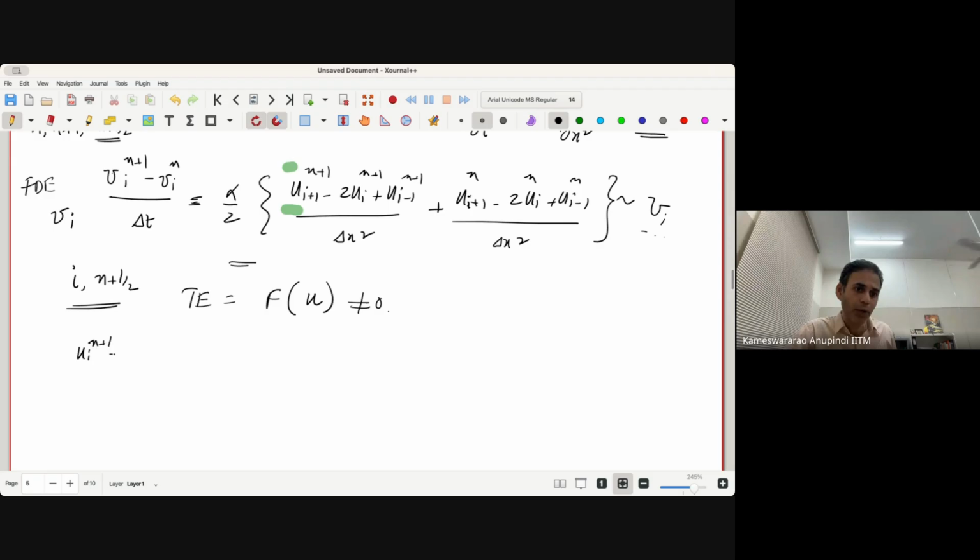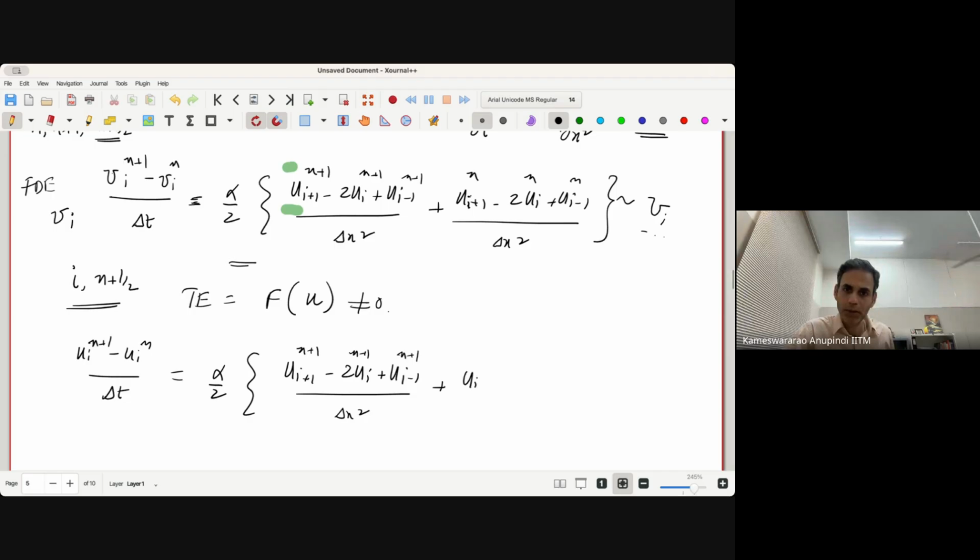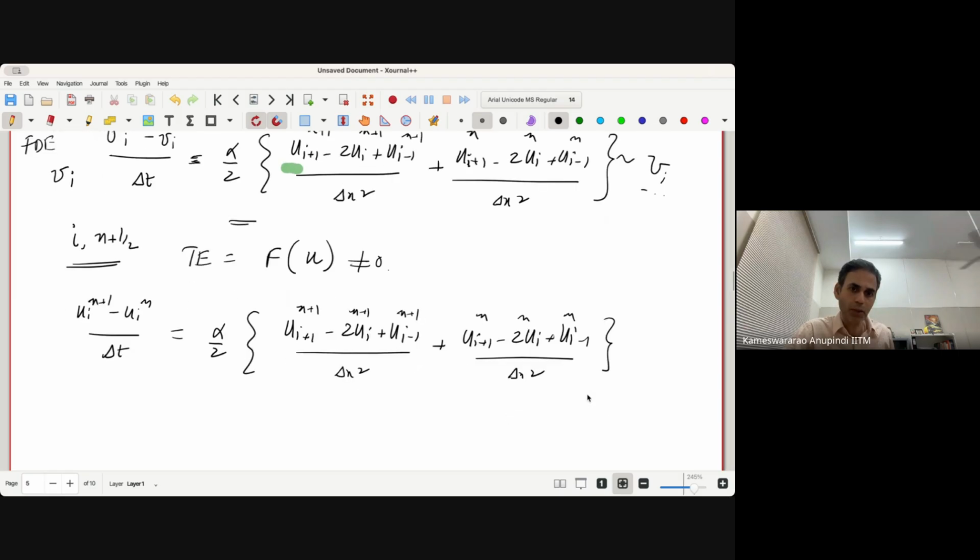So u_i^{n+1}. It's basically a repetition, but we do that for the sake of understanding. Minus 2 u_{i-1} by delta x square at n plus 1, plus u_{i+1} minus 2 u_i by delta x square at n. Okay, that's what we have.